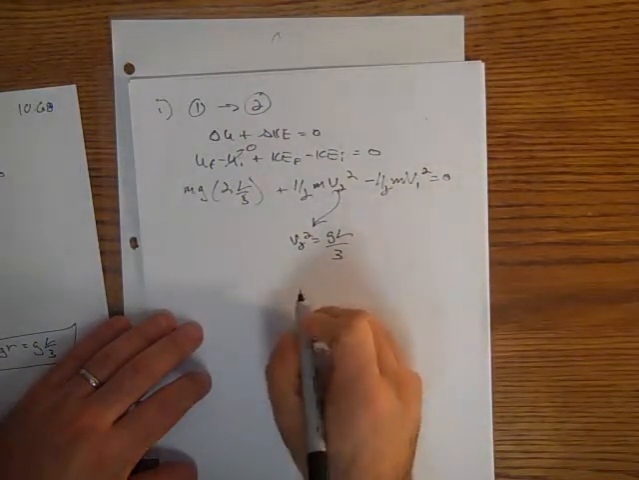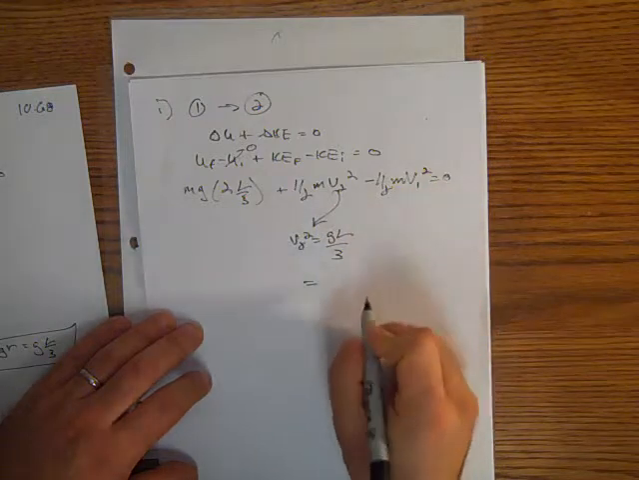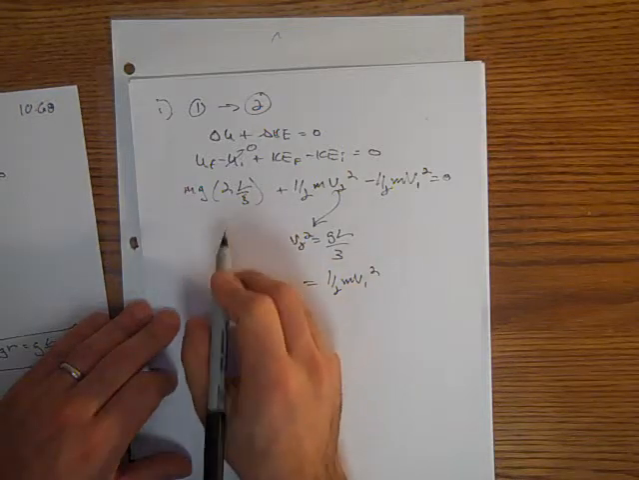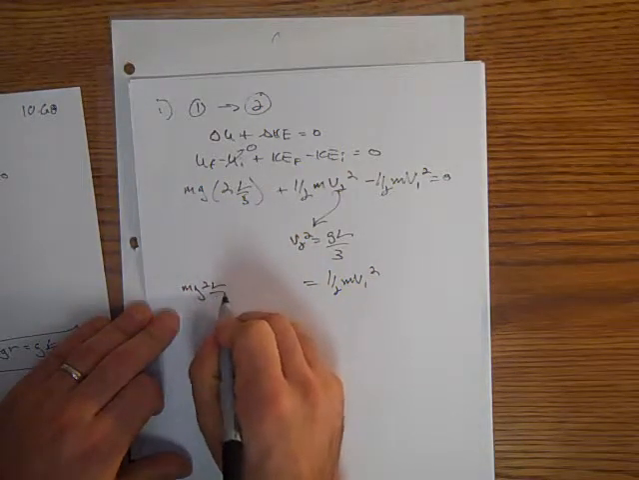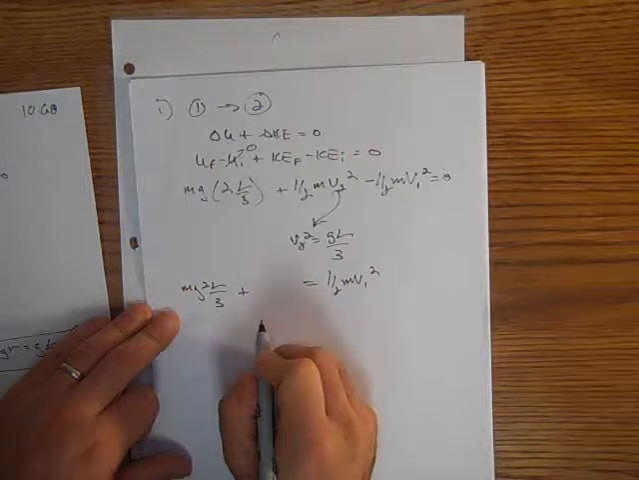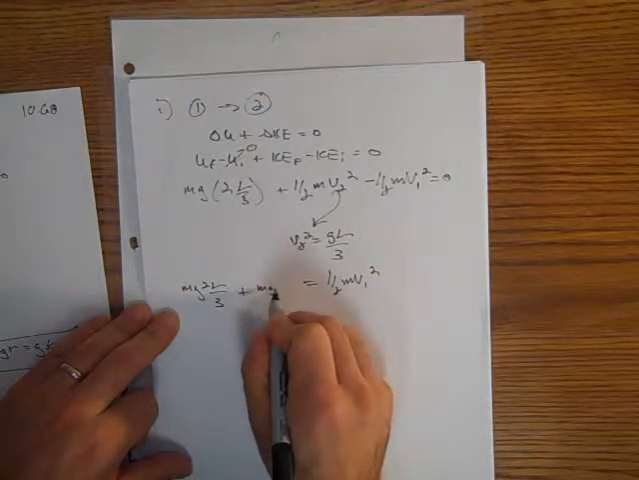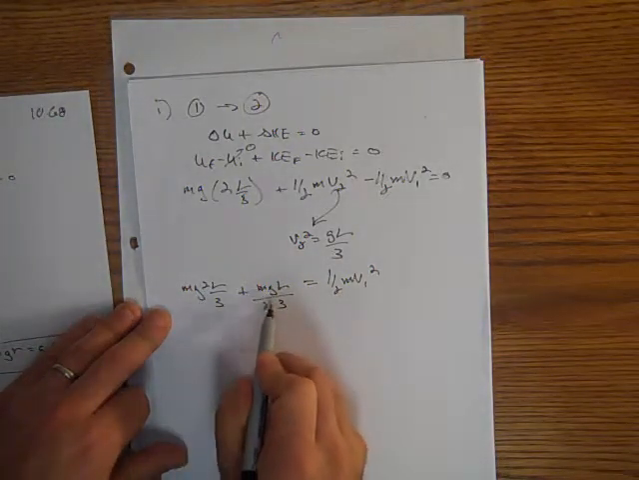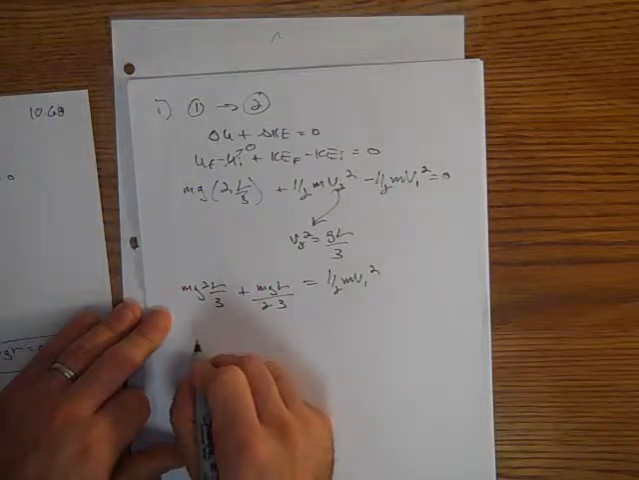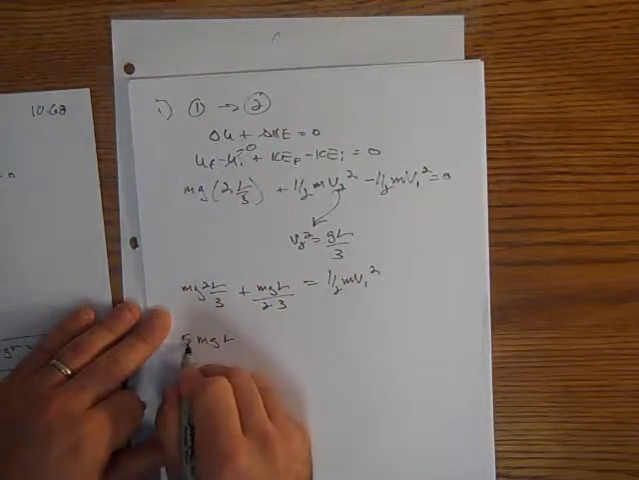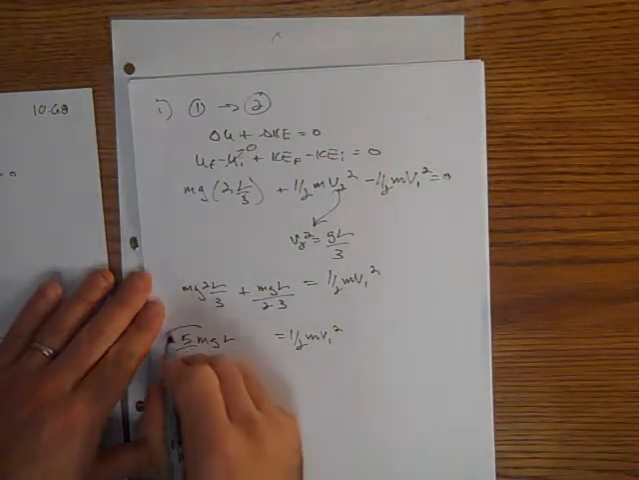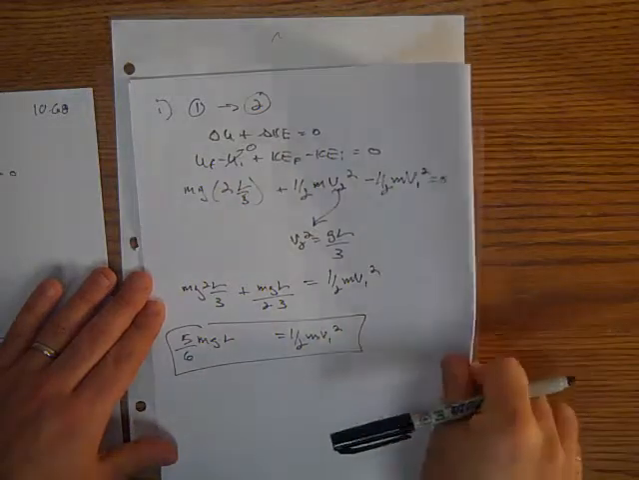I'm going to bring the kinetic energy to the other side, 1/2 mv1 squared. And so when I combine these things, I have mg 2L over 3 plus mgL over 2 times 3. And so I get 2/3 here, I get 1/6 here, but 2/3 is 4/6. So I get mgL times 5/6, and that's 1/2 mv1 squared. And I'm going to leave it just like that.